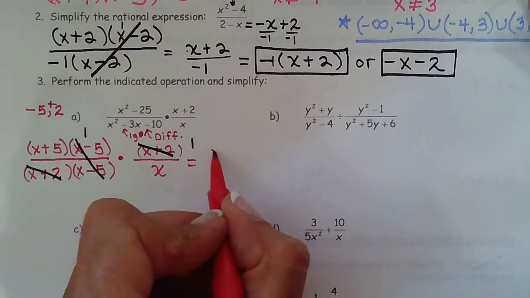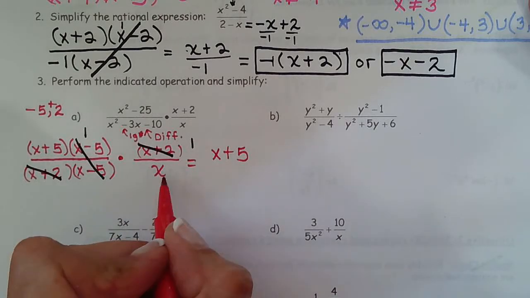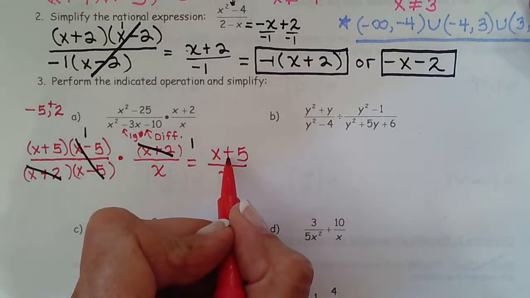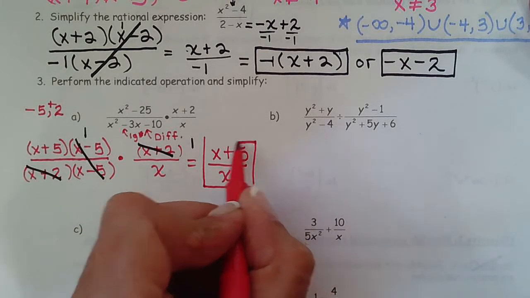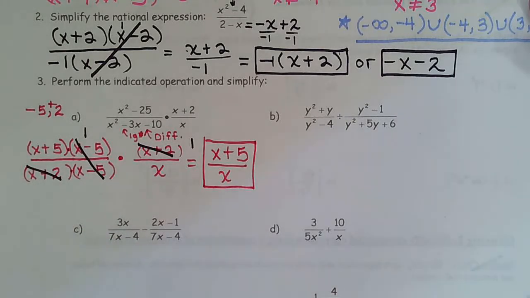So that's looking like x plus 5 over x. And remember, we cannot cancel here because this is added. Never cancel things that are added or subtracted, only things that are multiplied like they are here. It's not so bad, huh? As long as you learned your factoring in the last chapter, you'll be just fine.